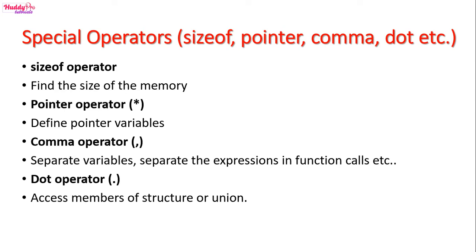For example, when we say int a, comma b, comma c, and then we terminate, in that one statement we are declaring three variables a, b, and c at once, and we are using the comma operator to separate them. So that's an example of how the comma operator works. Now the dot operator is used to access members of a structure or a union. We shall look at some of these as we continue.